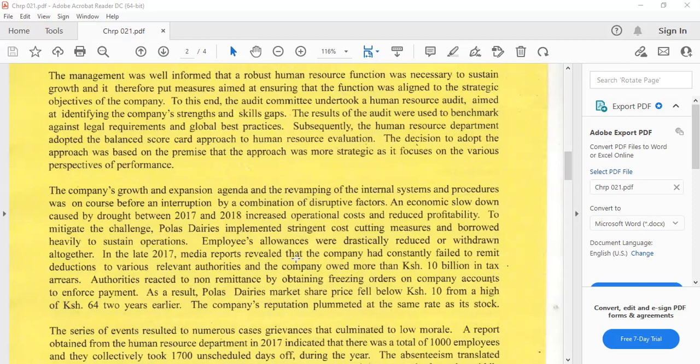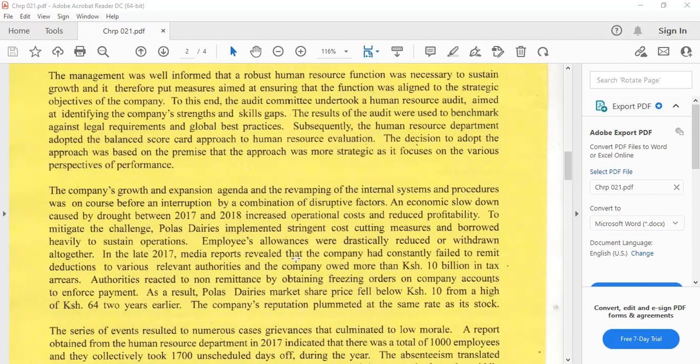To mitigate the challenge, Paula's Dairies implemented stringent cost-cutting measures and borrowed heavily to sustain operations. Employees' allowances were drastically reduced or withdrawn altogether. In late 2017, media reports revealed that the company had constantly failed to remit deductions to various relevant authorities, and the company owed more than 10 billion in tax arrears.